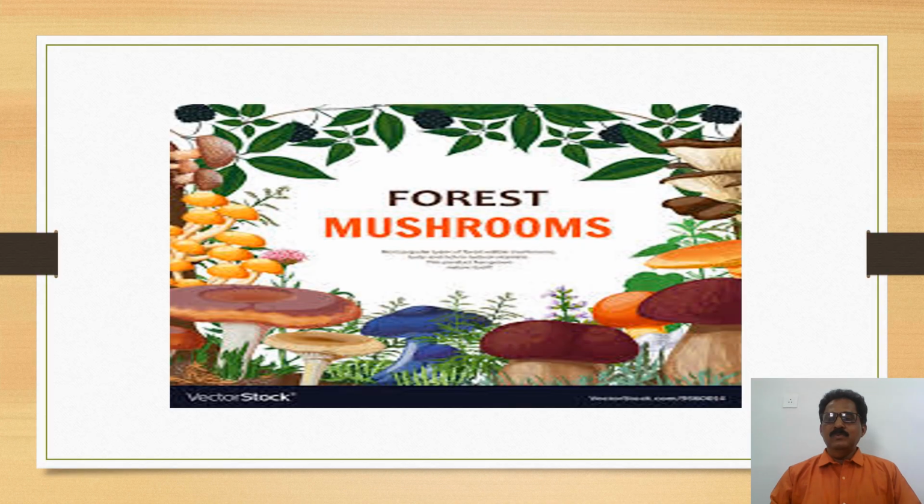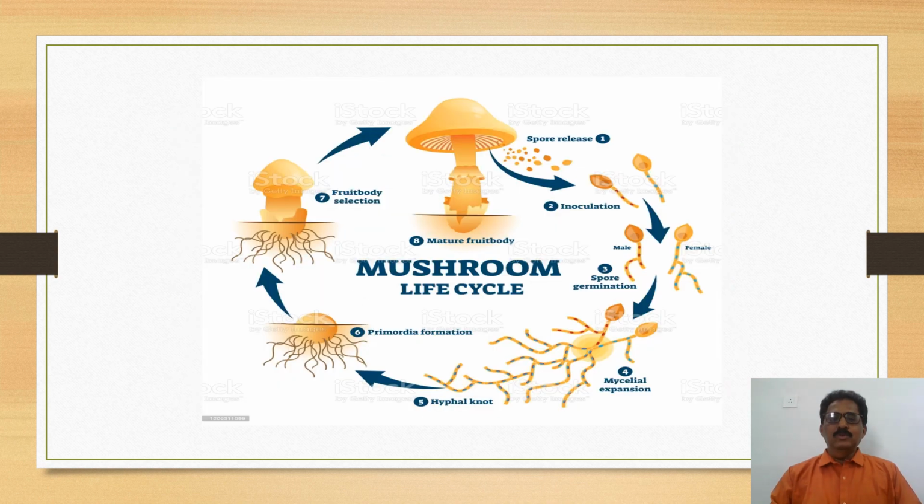The mushrooms are found in the forest, and they have a typical life cycle. The mushrooms are fleshy fungi. They have a variety of shapes and sizes and types of basidiocarp. The mushrooms originate or germinate from spores. These spores are called basidiospores.